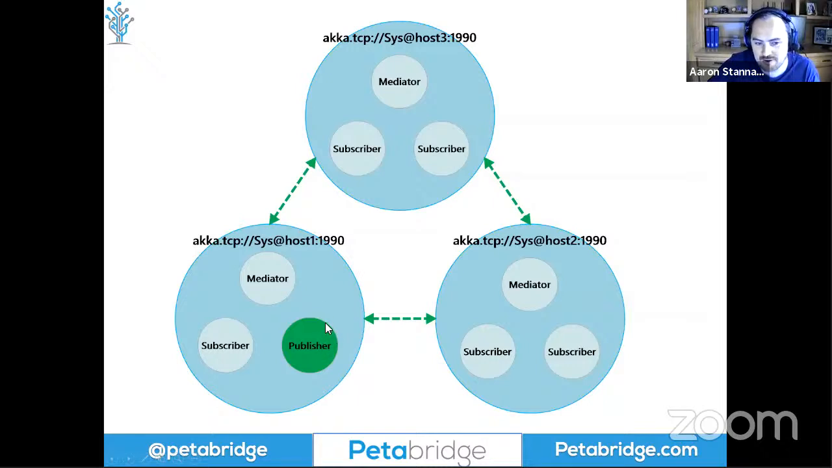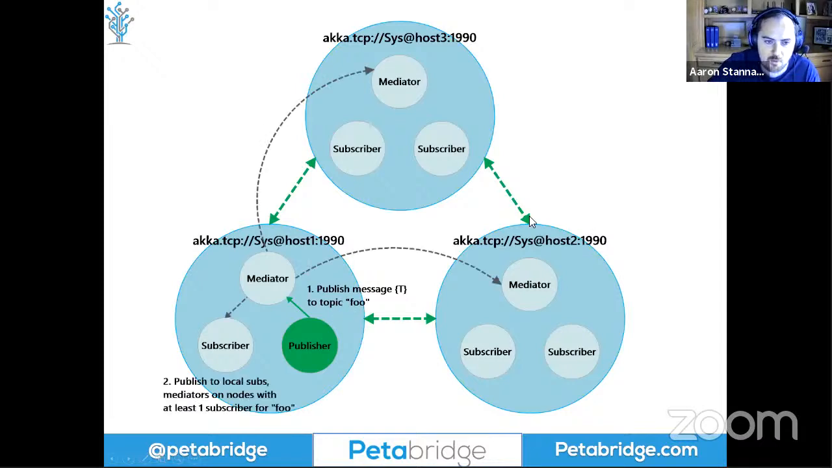So if I have an actor down here that's going to publish a message, and I say, I want to publish message T to topic foo. What's going to happen is the mediator running on the local node where I publish it is going to first publish it to all of my local subscribers. That's all going to be done in memory.